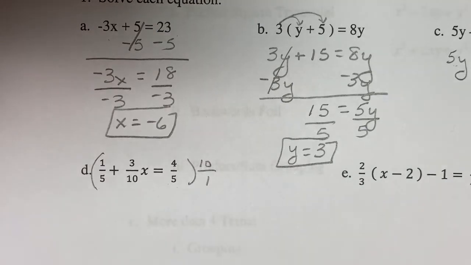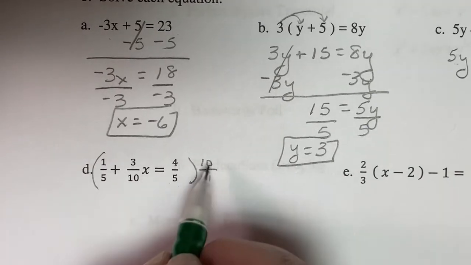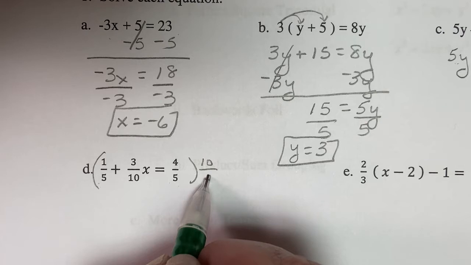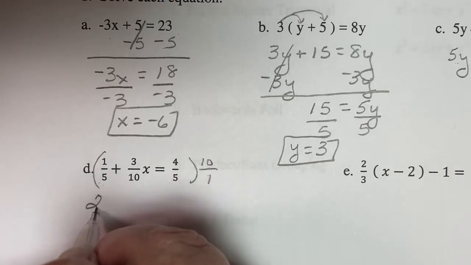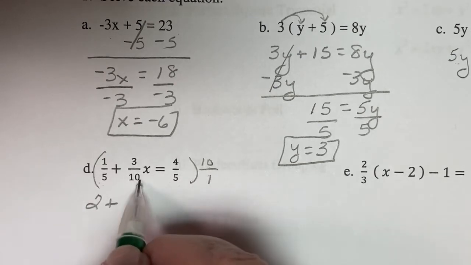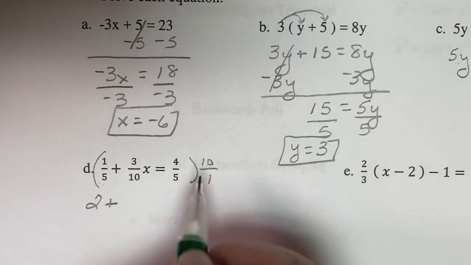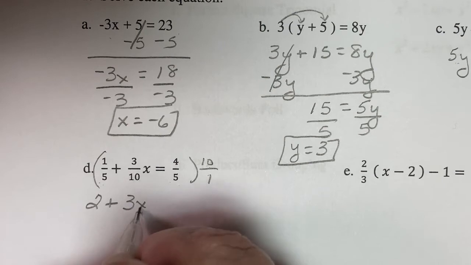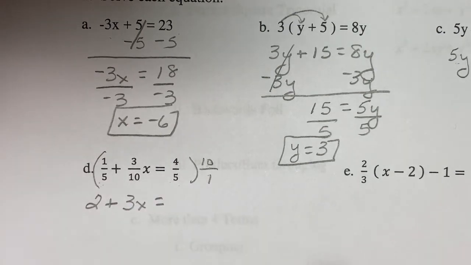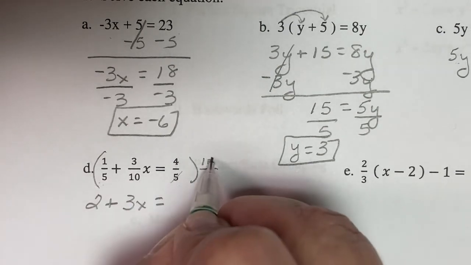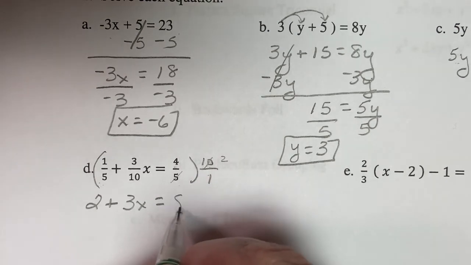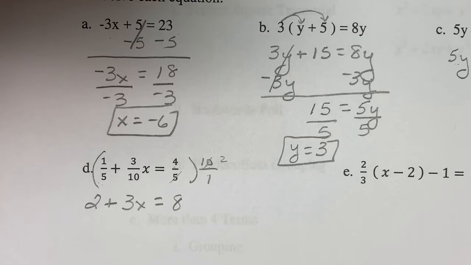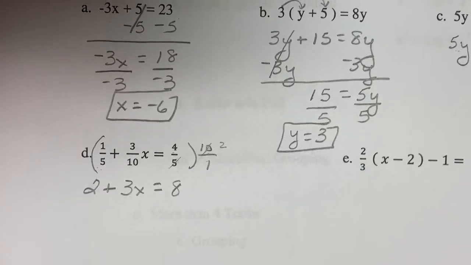And I like to write it as 10 over 1. So 1/5 times 10. The 5 would cancel into the 10, giving me 2, plus, if I multiply 3/10 times 10, the 10s are going to cancel, and I'd have 3x is equal to, here the 5 cancels into the 10, giving me a 2, and 4 times 2 is 8. Voila, no fractions. Now it's just time to start moving things around.